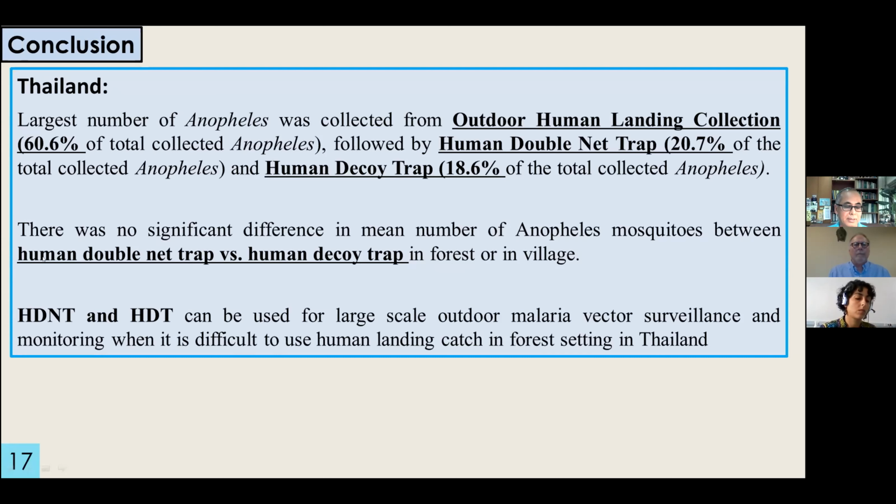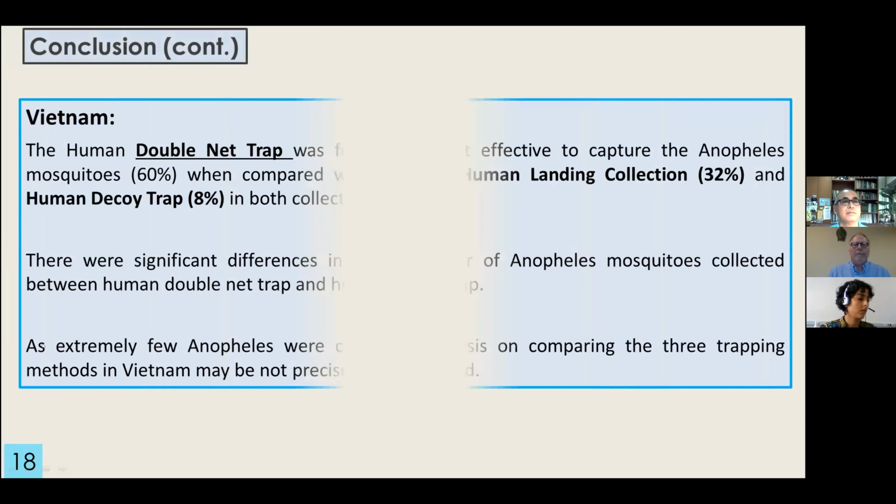From analysis, there was no significant difference in mean number of Anopheles mosquito between human double-net trap versus human decoy trap in either forest or in village. So we conclude that human double-net trap and human decoy trap can be used for large-scale outdoor malaria vector surveillance and monitoring when it is difficult to use human landing catches in the forest setting in Thailand.